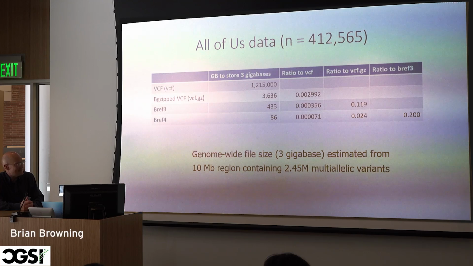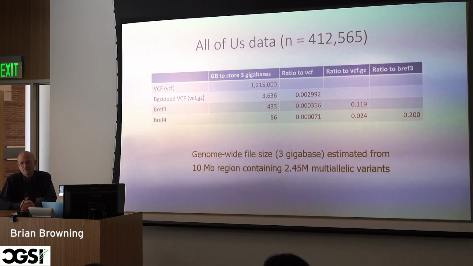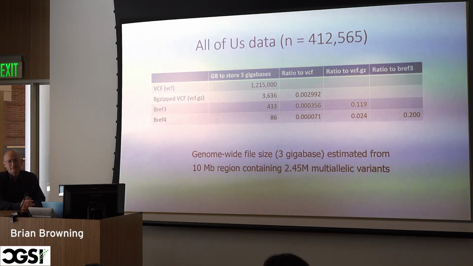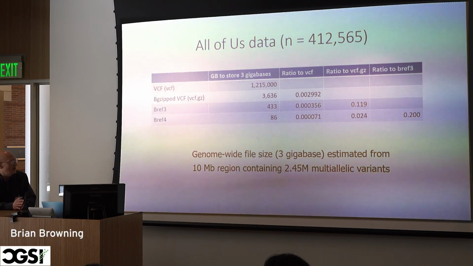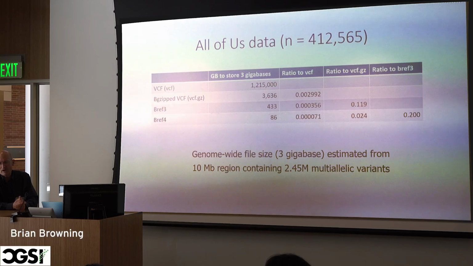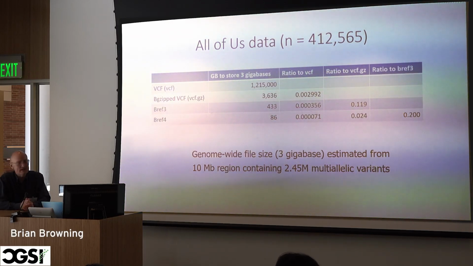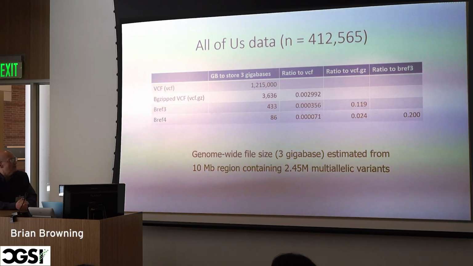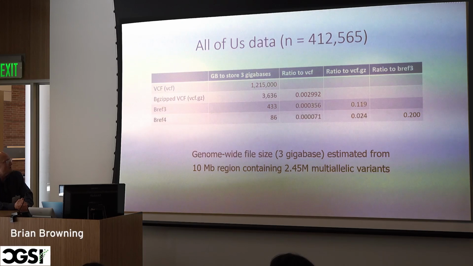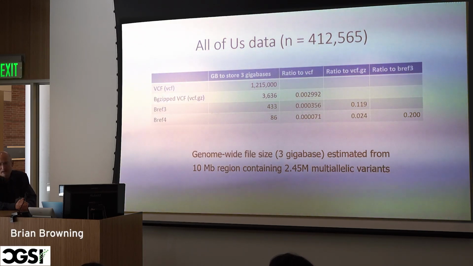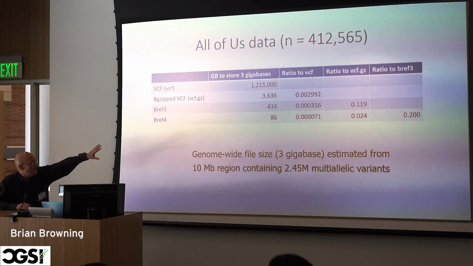Looking at a 10 megabase region, I took the file sizes and multiplied by 300 to get up to 3 gigabases, to approximate what file size we need to store the entire All of Us data, the version 8 data that's not yet out there, in this format. So the uncompressed VCF is 1.2 petabytes, because these are in gigabases in the second column.